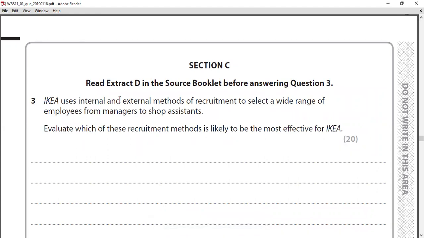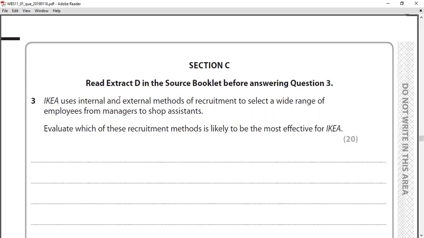Read the extract D in the source booklet. They're asking: evaluate IKEA's use of internal and external methods of recruitment to select a wide range of employees, from managers to shop assistants. Evaluate which of these recruitment methods is likely to be the most effective for IKEA.